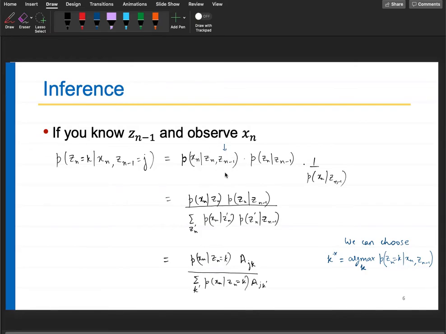Yes, they are independent because P of Xn given Zn will be independent of Zn minus 1. So that can be dropped. So that's why you got P of Xn given Zn. And this term is the transition probability. This is the emission probability. From this season, what is the probability this temperature will be emitted?